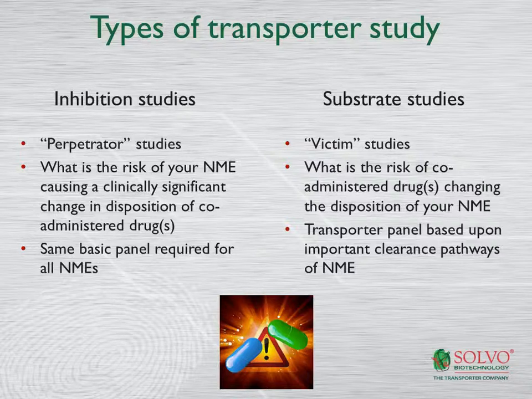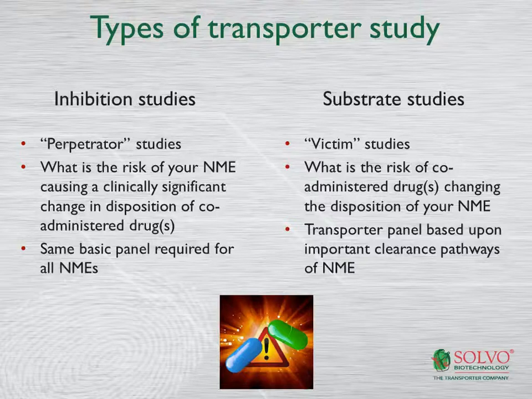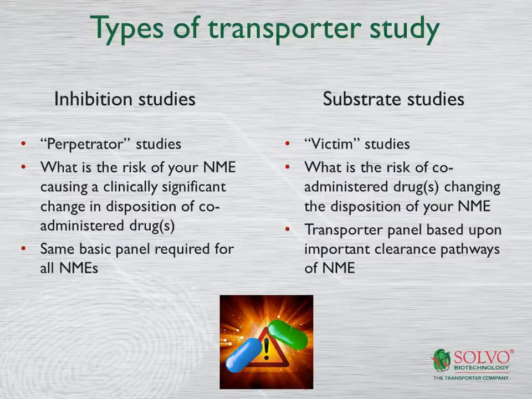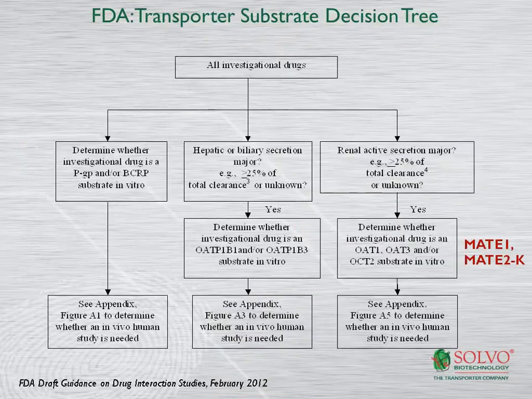So what do inhibition studies and substrate studies mean? Inhibition studies means the new drug is used as a perpetrator. The new drug will be checked to see if it affects the transport of another drug. For substrate studies, the drug will be a victim. That means we check whether another drug has an effect on the transport of the new drug in development. So these are both types.